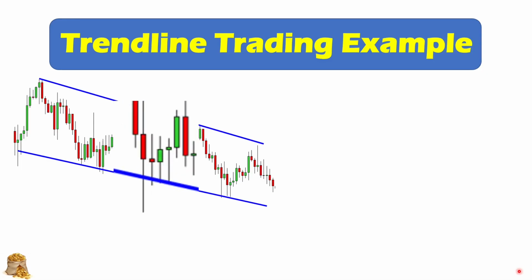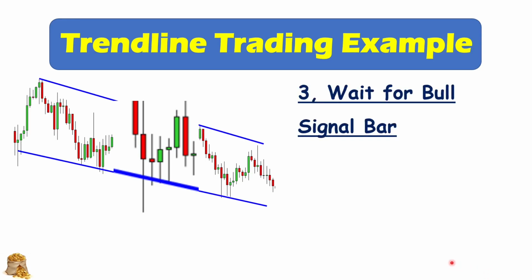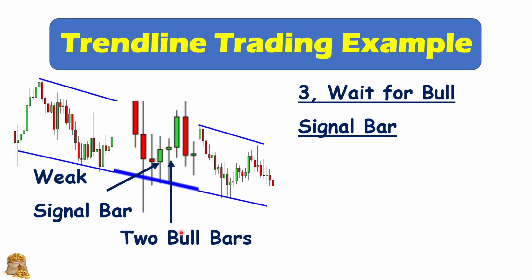So let's make this part a little bit bigger. We are waiting for the pullback and then wait for the bull signal bar. Here comes one. However, this signal bar is weak because the body accounts roughly 30% of the whole candlestick. And then for the next bar, it's also a bull bar. And though it is a hammer, however, the two bars combining together means the market strength for going up. So you can trade at the top of these bull bars.